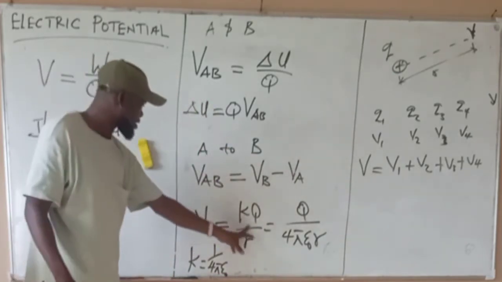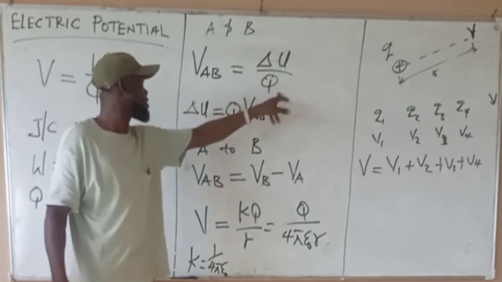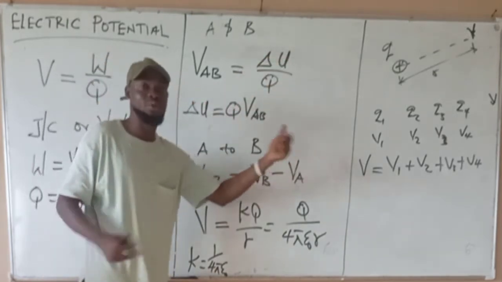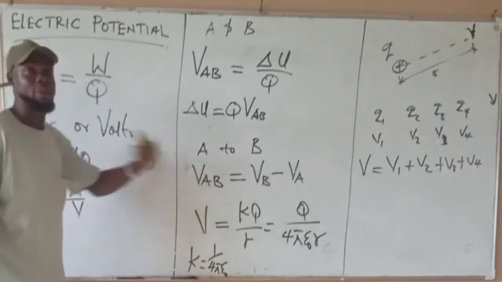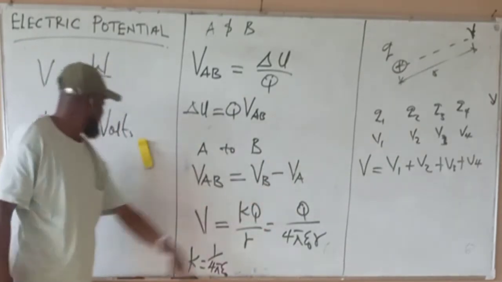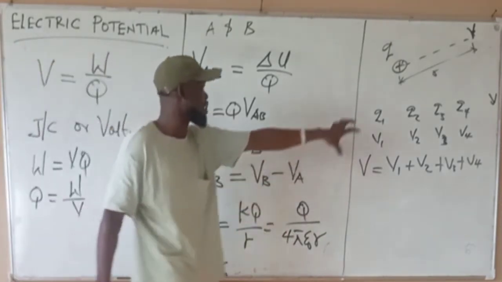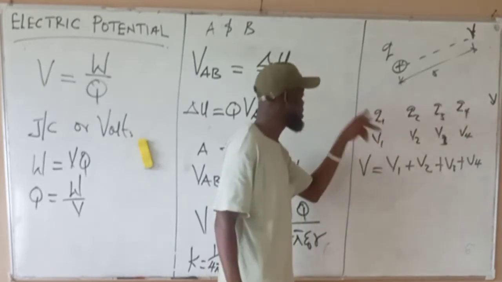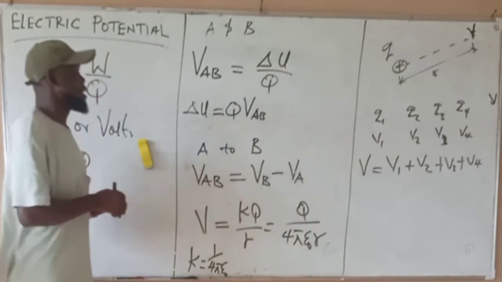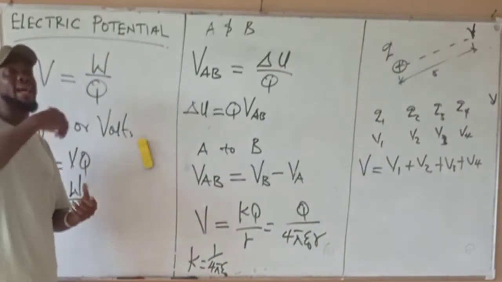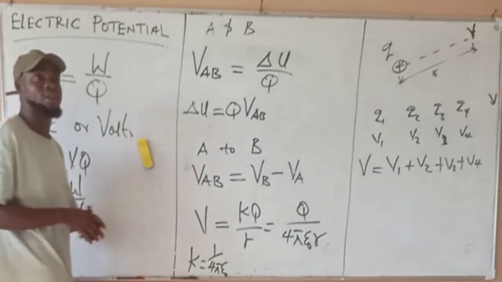Remember, this is how to calculate the potential due to a point charge. The formula for potential difference is change in potential energy over charge, and this expresses the potential between two points, A and B, when the charge moves from point A to point B. This is the definition of electric potential, work done over charge. Then, to calculate the potential due to several charges, calculate the electric potential due to each of the charges and add them together. Simple as ABC.